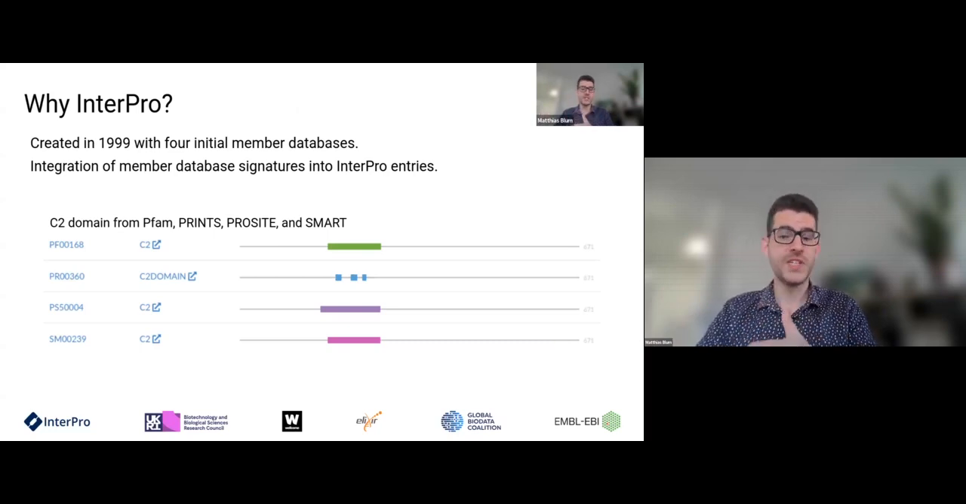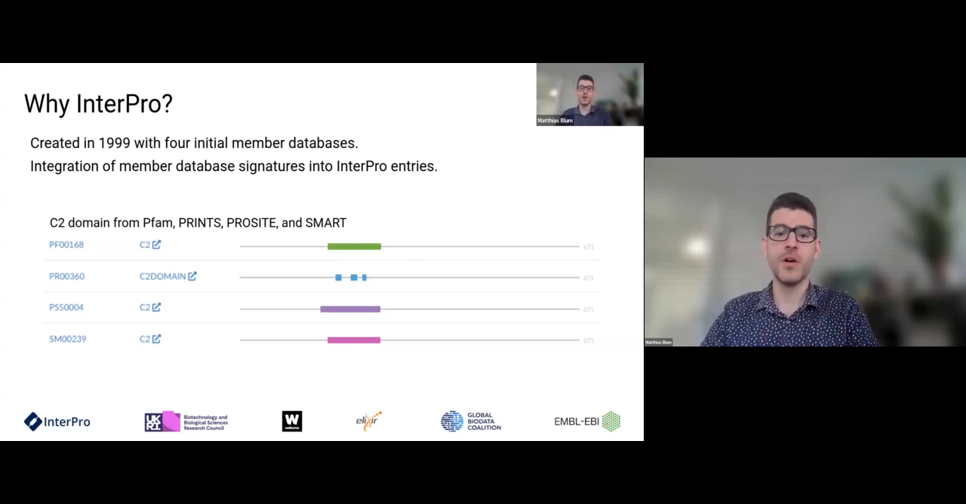These different predictive models that we call signatures are imported from member databases and compared by curators. When 2 or more signatures are overlapping and describing the same protein domain or protein family, they are integrated together in one single InterPro entry with a unique accession number. And of course, if a signature doesn't have any counterpart in other databases, it's assigned to its own InterPro entry.